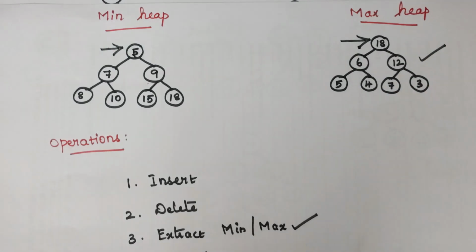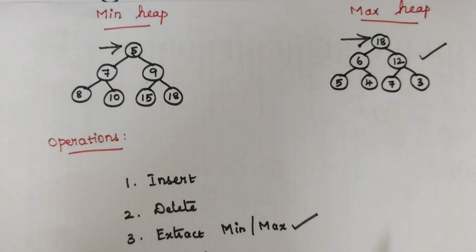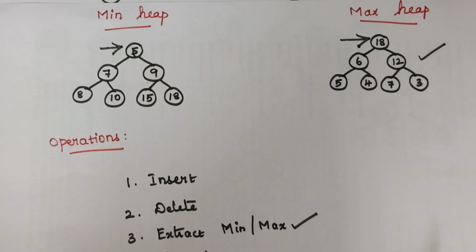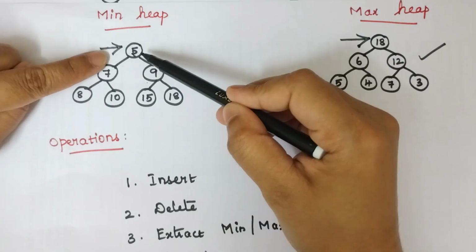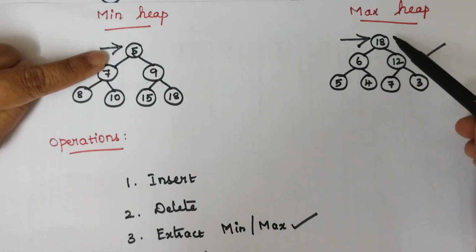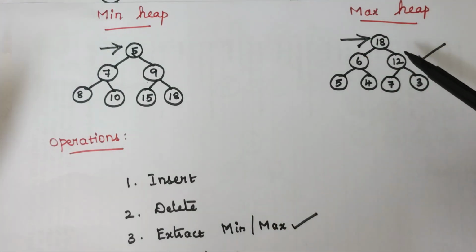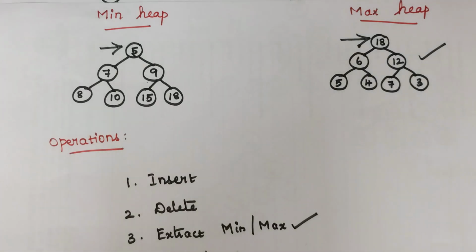And when you are performing deletion also, you can extract either the min or max based on the tree, and you will be performing deletion on that value only, either the smallest value or the largest value. So if it is a minimum heap, you will delete the smallest value from the tree. If it is a maximum heap, you will delete the largest value from the heap. This is how deletion happens. Okay, so we'll see one example for that.